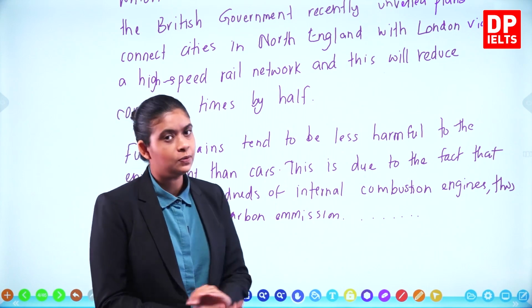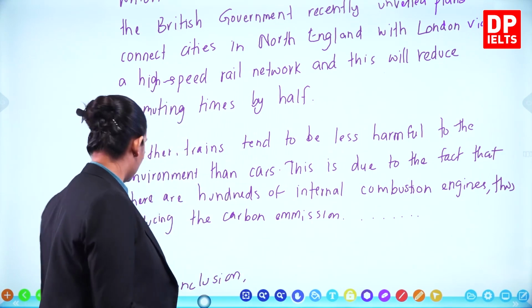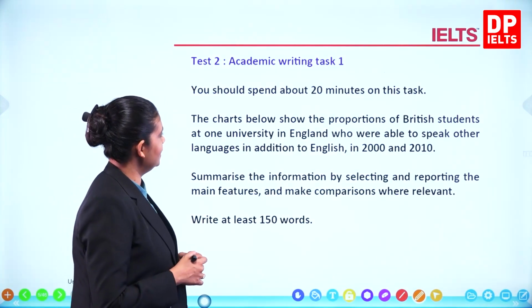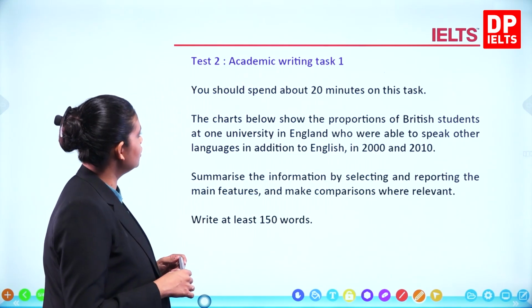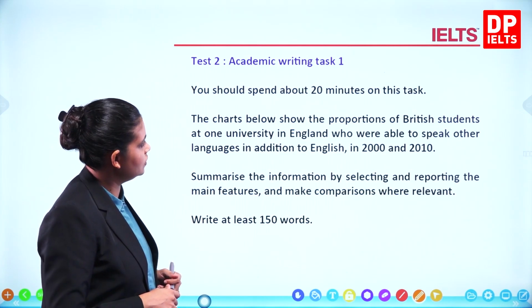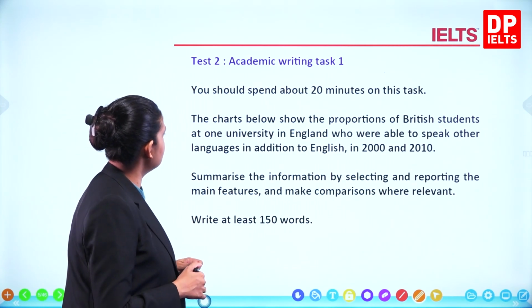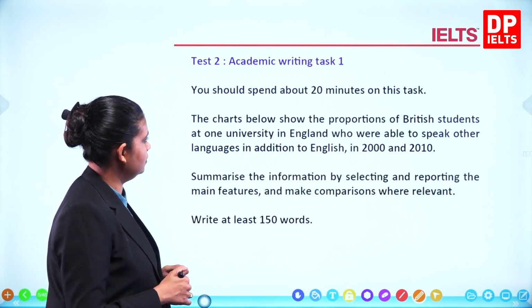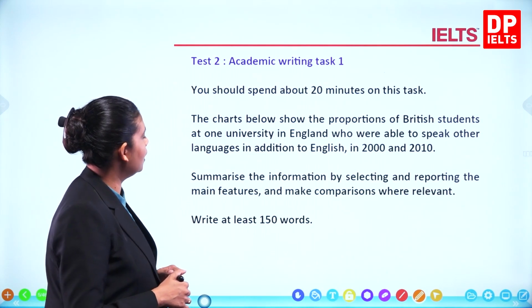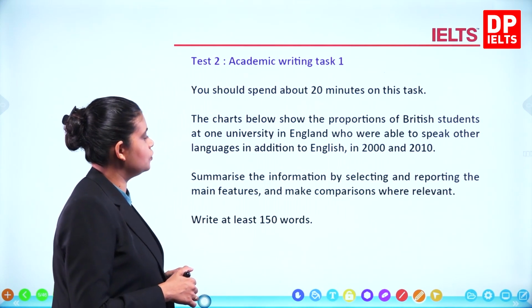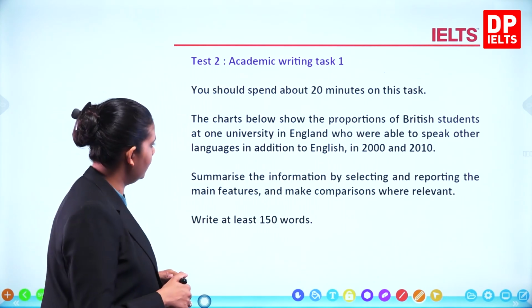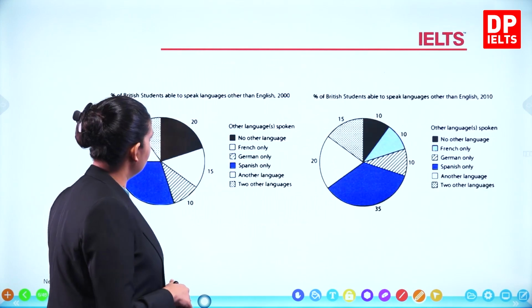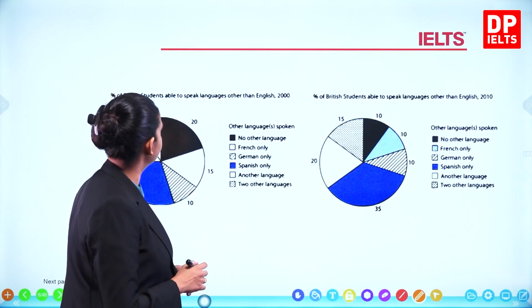Alright, so with that we move on into the next task. Right, so in this task, let's have a look at what we have to talk about. The charts below show the proportions of British students at one university in England who were able to speak other languages in addition to English in 2000 and 2010. Okay, so let's have a look at the pie charts.